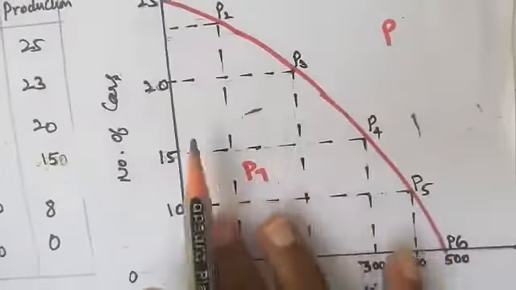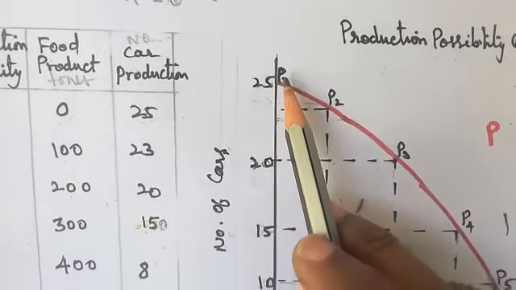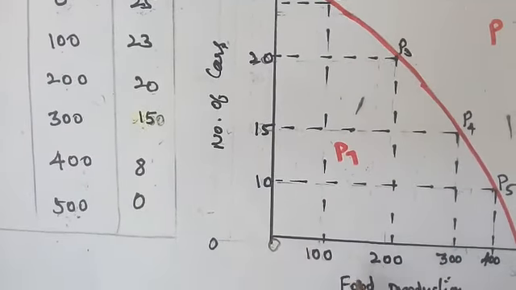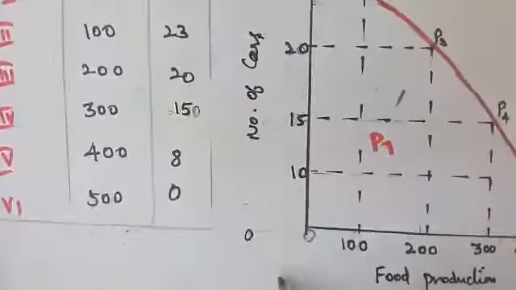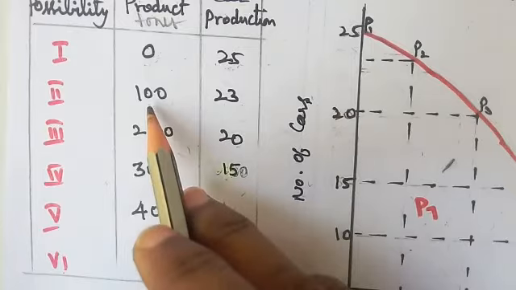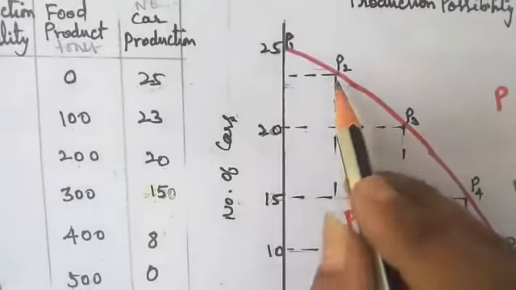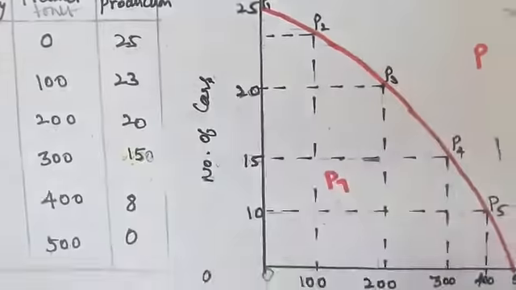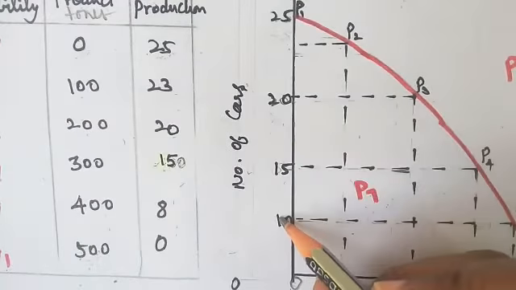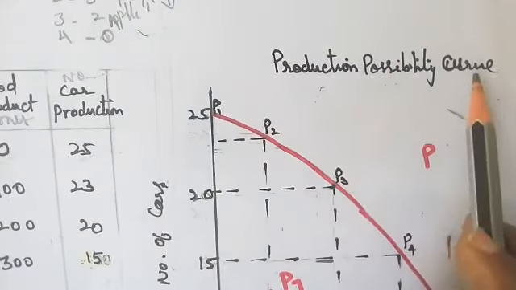So this can be explained using the diagram. See, this is the diagram: number of cars and food production. If I produce 0 food product, I can produce 25 cars. If I produce 100 tons of food product, I can produce 23 cars. In the same way, I can keep on increasing the food product, and my car production will reduce. That's why this red line is called the production possibility curve.